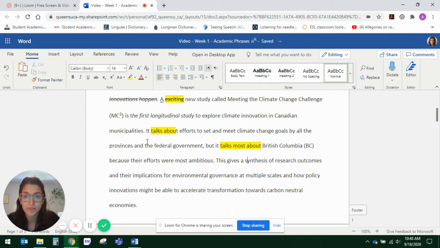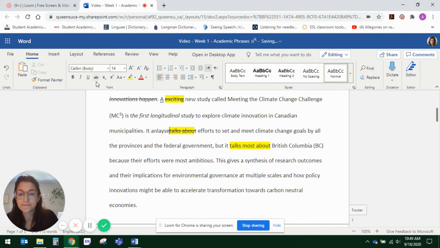picture for my reader? So in this case, I want to talk about how the study Meeting the Climate Change Challenge looks at or discusses efforts to set and meet climate change goals. When I read that study, though, perhaps it doesn't just discuss these things, but maybe it does something more. Maybe it analyzes these efforts, or maybe it critiques these efforts, or evaluates these efforts.